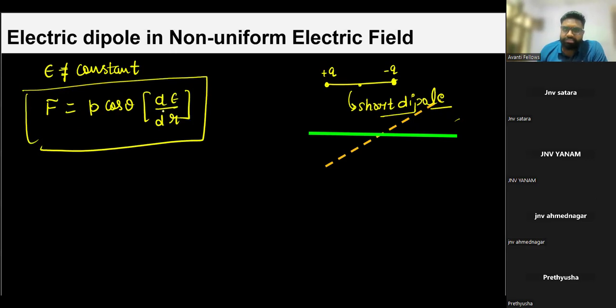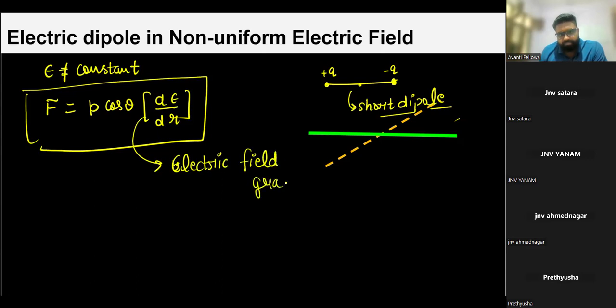ठीक है, this dE by dr is nothing but the energy gradient or electric field gradient. ठीक है, this is called electric field gradient. इसे भी नोट कर लो एक बार. नोट इट डाउन एवरीवन.